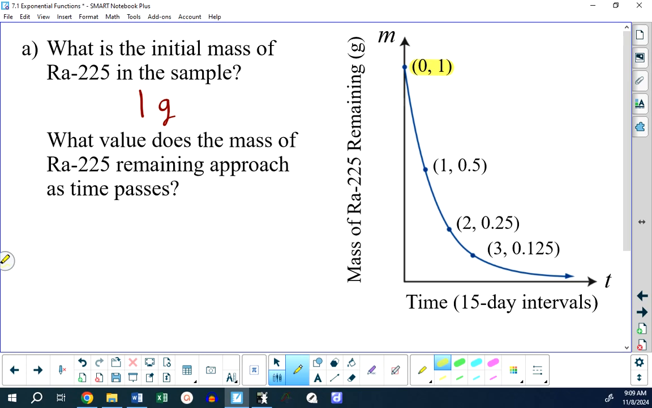What value does the mass of radium-225 approach? The mass approaches 0 grams. Will it reach 0? No in a math class. Yes in a physics class, because sooner or later you'll be down to 1 nucleus and sooner or later it will decay.